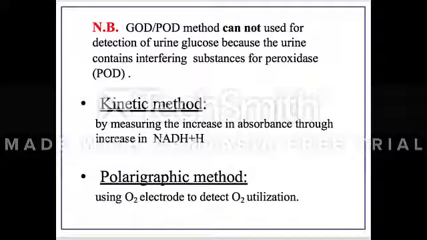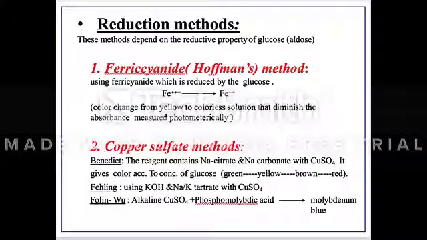Next is the kinetic method, by measuring the increase in the absorbance through increase in the NADH plus hydrogen ion. Next is the polarographic method, using the oxygen electrode to detect oxygen utilization. There is reduction method. In reduction method, there is ferricyanide or Hofmann method, by using the ferricyanide which is reduced by the glucose. The color changes from yellow to colorless solution that diminishes the absorbance measured photometrically.